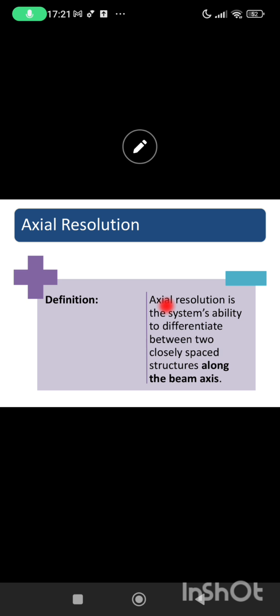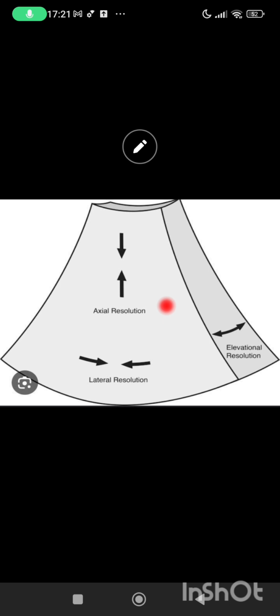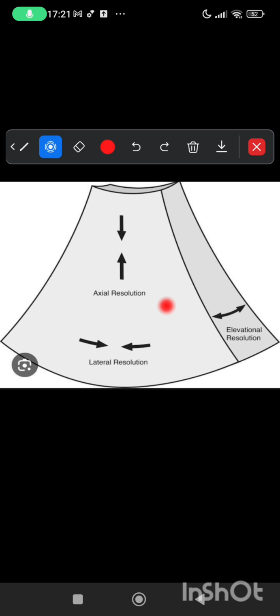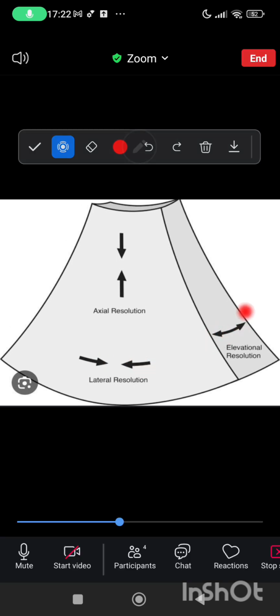Now, first of all, axial resolution. Axial resolution is the system's ability to differentiate between 2 closely spaced structures along the beam axis, as we can see here. As our beam is coming like this, axial resolution is its ability to differentiate 2 objects placed along the depth, along the axis of the beam. Lateral resolution is for objects placed perpendicular, at a 90-degree angle to the beam. Elevational resolution is along the height of the beam.